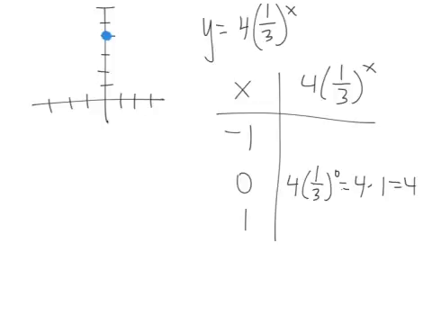Okay, our second point, let's go back to -1. When I plug in that -1, I get 4 times 1/3 to the -1 power. And 1/3 to the -1 power is the same as 4 times 3 over 1, so we get 12. Now, good old Mr. Ludd didn't plan well, but that point, (-1, 12), is going to end up way off this graph. Way up there.